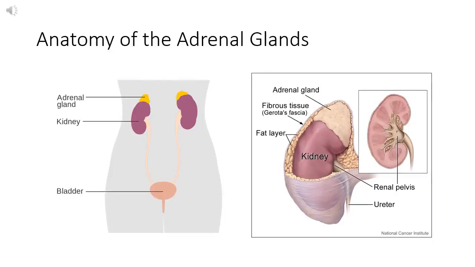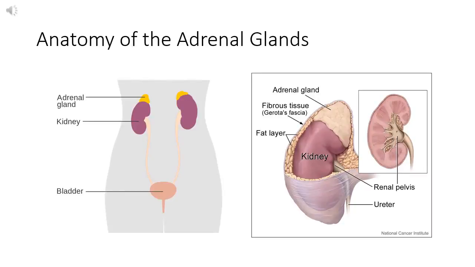The adrenal glands. These are also referred to as the suprarenal glands, and they're located in the posterior abdomen between the kidney and the diaphragm. The adrenal glands consist of an outer connective tissue capsule, an outer cortex, and an inner medulla.